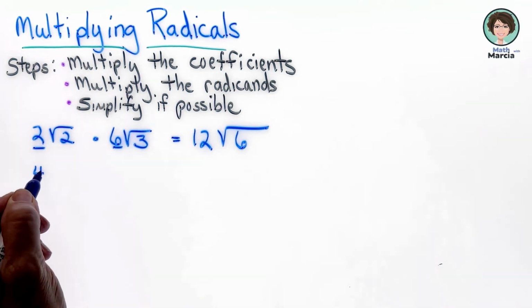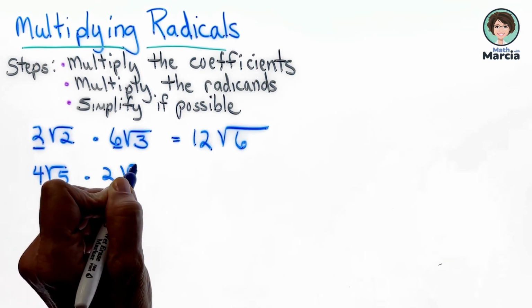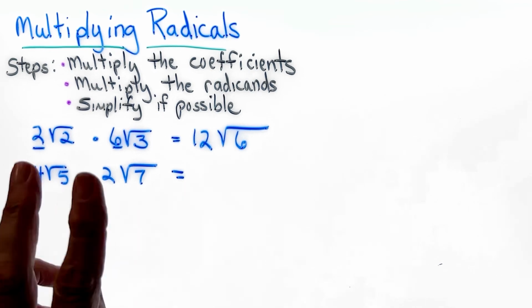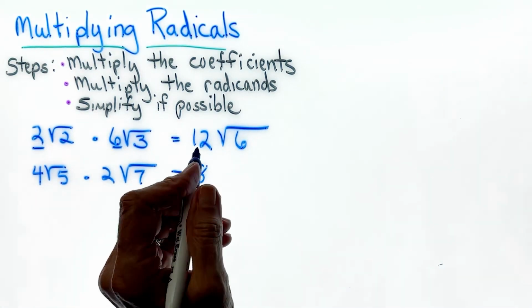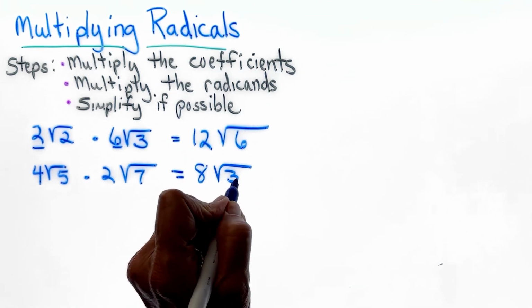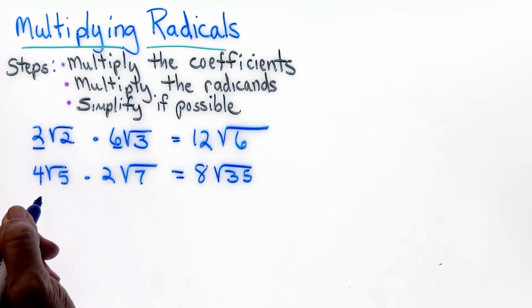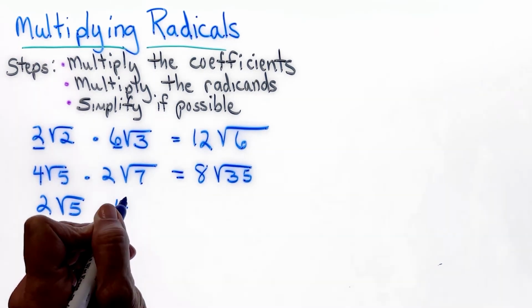Let's try another. 4 square roots of 5 times 2 square roots of 7. Again, the coefficients, 4 times 2 is 8. 5 times 7 is 35. The third example I'm going to give you, you may have to simplify in the end. So let's check this out.